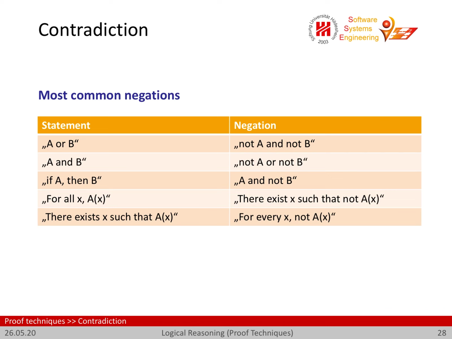The quantification is also something you basically have to know or learn. So for all x, A of x holds becomes, if negated, there exists an x such that not A of x. Similarly, there exists x such that A of x becomes for every x, not A of x holds. So the all quantification becomes an existence quantification, and the existence quantification becomes an all quantification if you negate the statements.